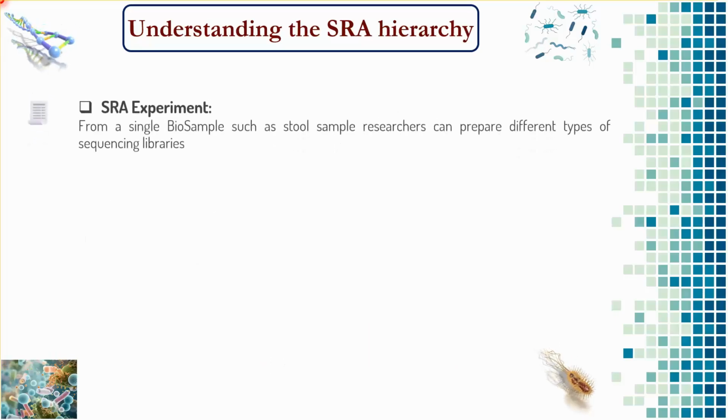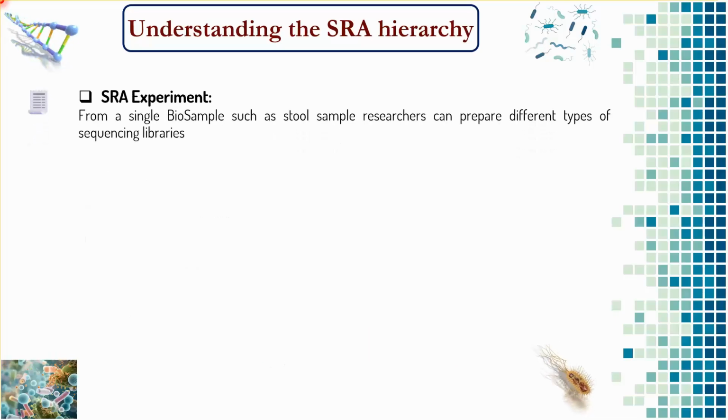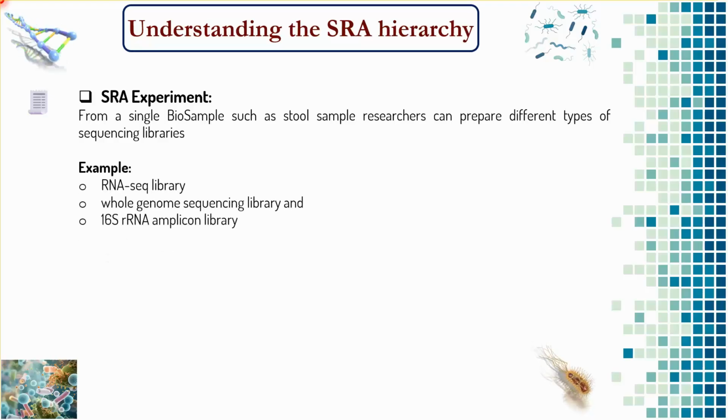Now let's understand it with a simple idea. From a single biosample such as stool sample, researchers can prepare different types of sequencing libraries. For example, RNA-seq library, whole genome sequencing library, or 16S rRNA Amplicon library. Each of these library preparations is treated as a separate SRA experiment.